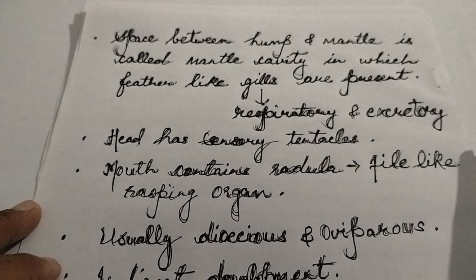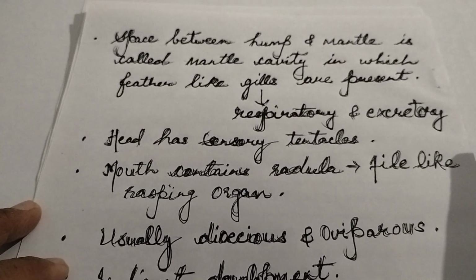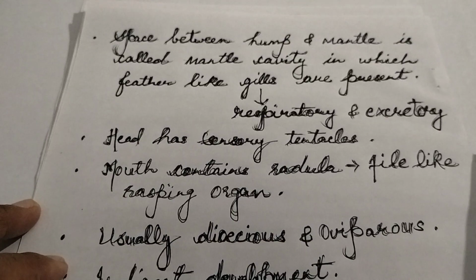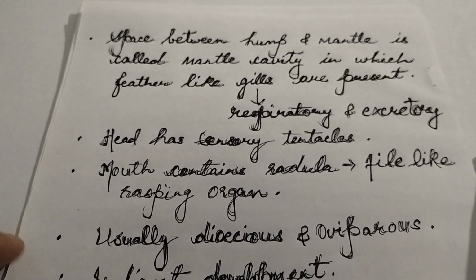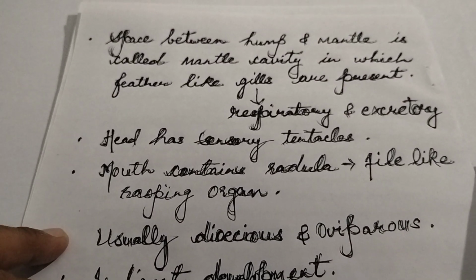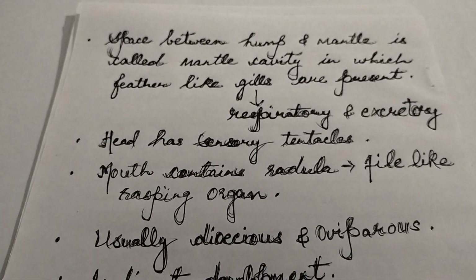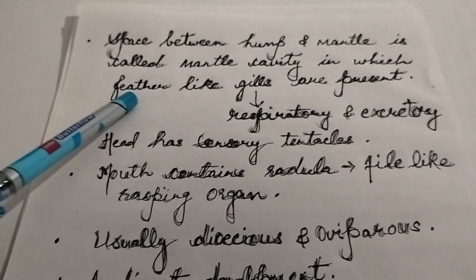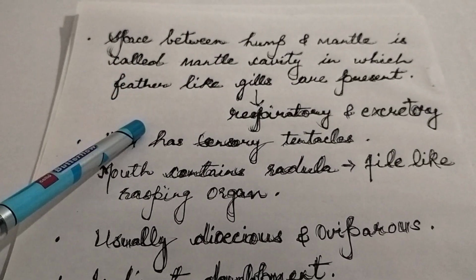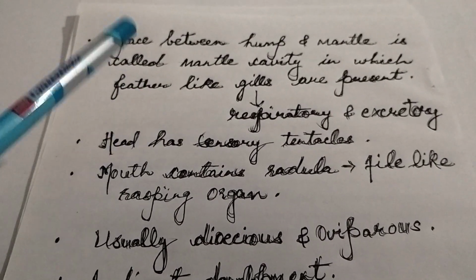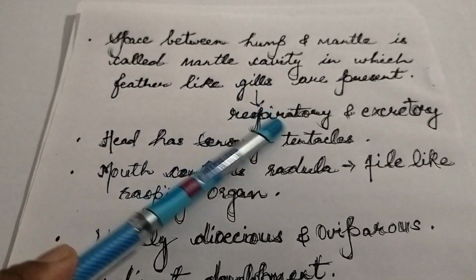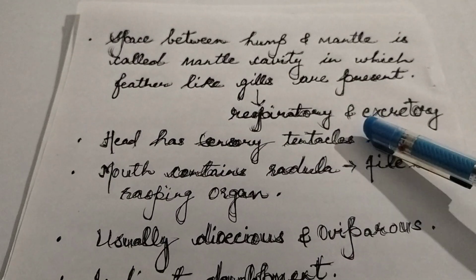And in this mantle cavity, gills are present. What are gills? You all know gills are the organs of respiration. And here in molluscans, these gills are respiratory and excretory in function. And which type of gills are present in molluscans? Feather like gills are present. I'm repeating it again. The space between mantle and hump is known as mantle cavity, in which feather like gills are present, and these gills have respiratory and excretory function.